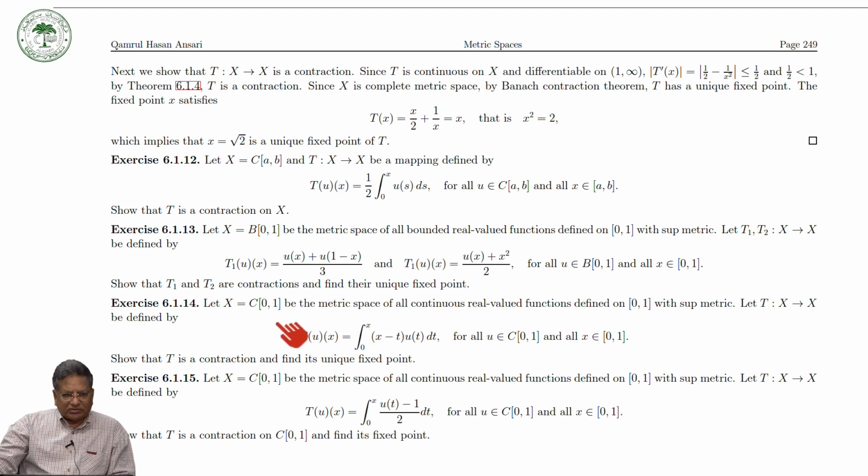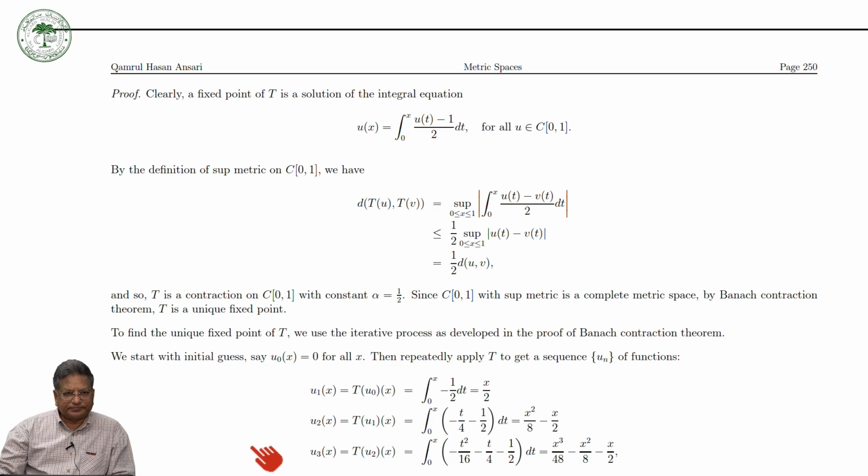The second one is we are considering X is equal to C[0,1], the set of all continuous real valued functions defined on the closed interval with the sup metric. Okay, keep in mind here we are taking the sup metric, and T is defined in this way. Then show that T is a contraction map. Okay, the third one is we are considering X again C[0,1] and T is defined in this way. Then T is a contraction.